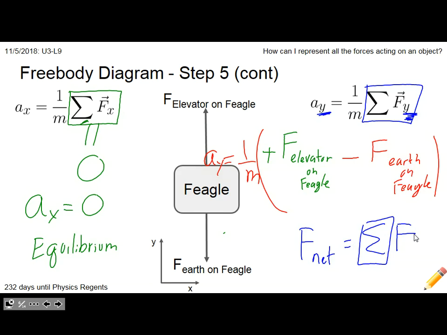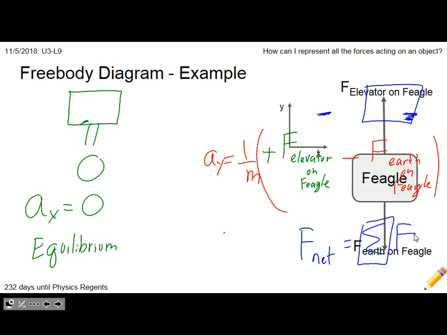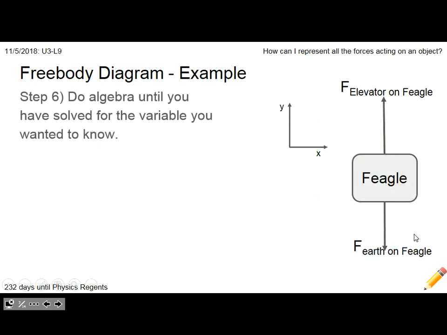All right, so step 6. We've already sort of done step 6 a little bit for the x direction, but we're going to now apply it to the y direction. You have to make a choice, and it depends on what the question gives you. You're going to do a little bit of algebra to figure out your answer, but there are 2 different kinds of answers you might want.